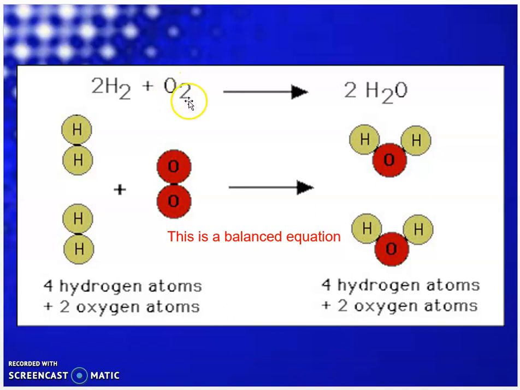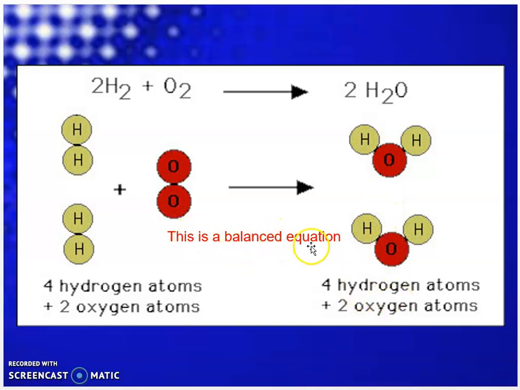Then we have a subscript of 2 on oxygen. So we have 2 oxygen atoms here. So we have a total of 4 hydrogens and 2 oxygens. On the product side, or the right side, this tells me I have 2 molecules of water. Okay, and water is H2O. So that's 2 hydrogens, 1 oxygen, 2 hydrogens, 1 oxygen. We add up our hydrogens, we have 4. We add up the oxygens, and we have 2.